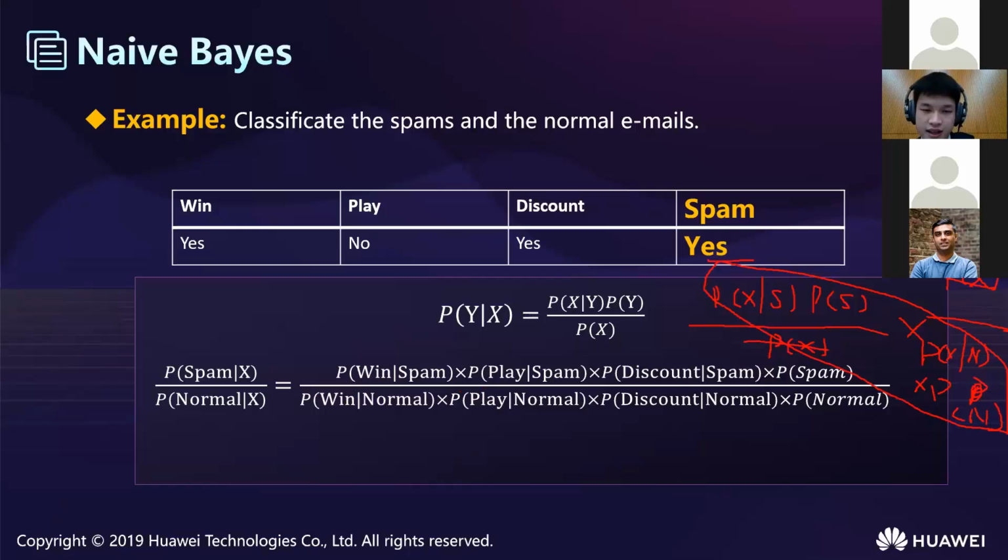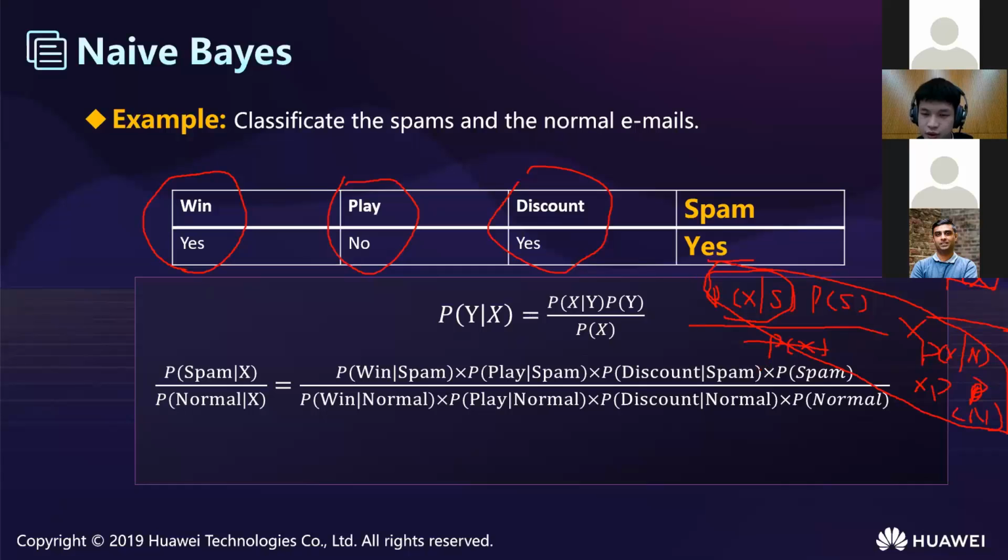Okay, and in naive Bayes, there's a hypothesis that all the features are independent. In the email, maybe it includes a lot of words, and the words are the features. So that means the word win is independent of the words play and discount. So we can calculate this item by multiplying the probabilities of the words, just like this.